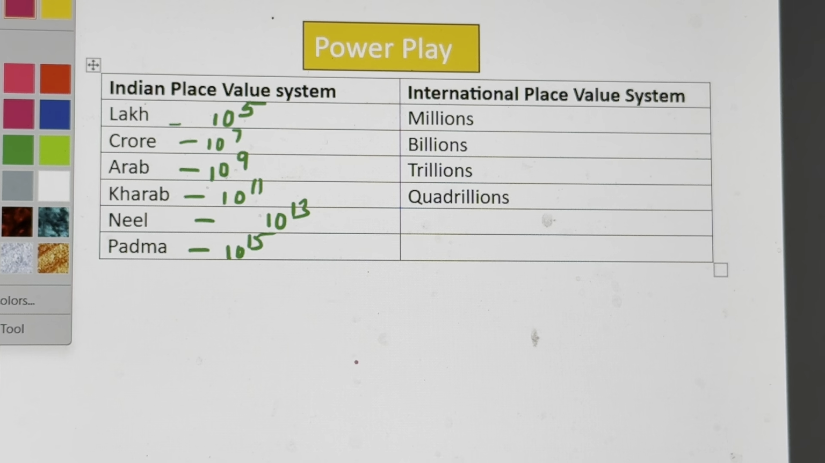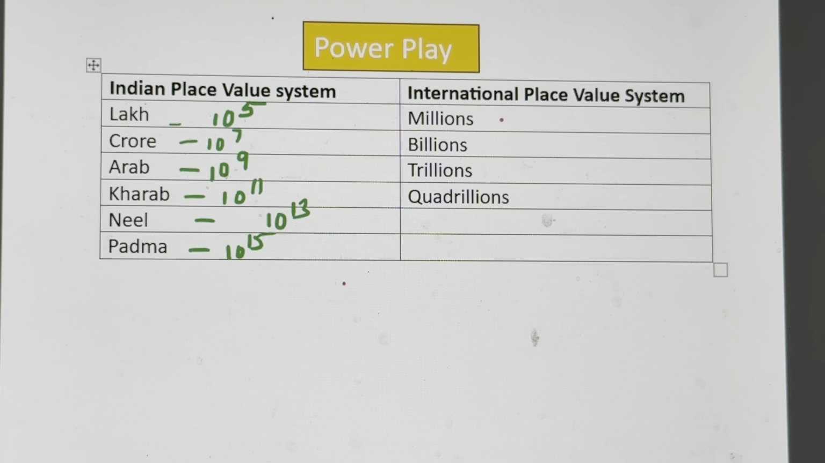Now if I write the millions with base 10 and power 6, this is 10 raised to 6. Now here the difference is 3, 3. Then billions means 10 raised to 9. Trillion means 10 raised to 12. See the difference: 6, 9, 12. And then quadrillion is 10 raised to 15.